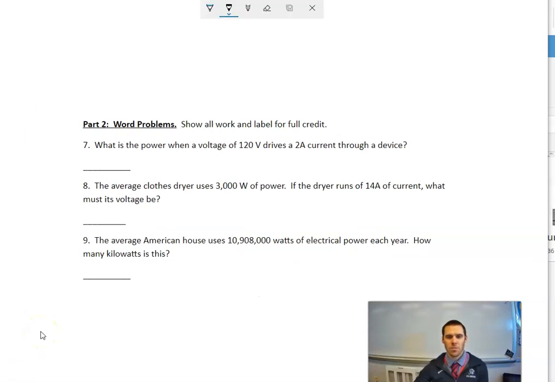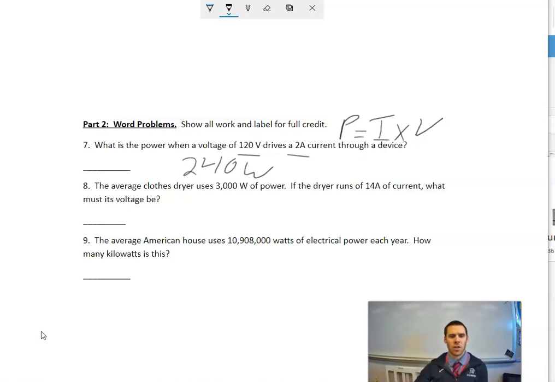For part 2, you're going to be using the same kind of idea, just using some word problems here. You're again using the power calculation, P equals I times V. I've got volts, I've got current, so I'm just going to multiply these two together. That's going to be 240 watts. I'm going to let you try number 8 on your own, but for part 3, we're going to need to know how to convert from watts to kilowatts and kilowatts to watts.